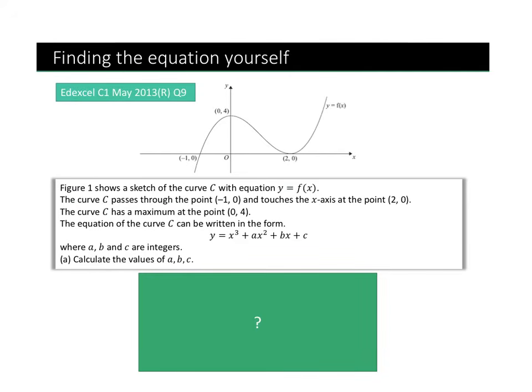Okay, so sometimes it says, here's a graph, write down what the equation is. Now this one's really easy. Step 1, we're just going to do the reverse. Is it a positive or a negative? Positive, because it goes like this. So we know we're going to have a positive x cubed.